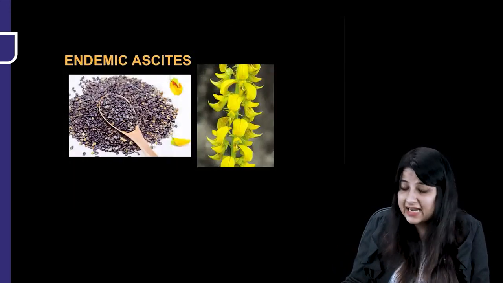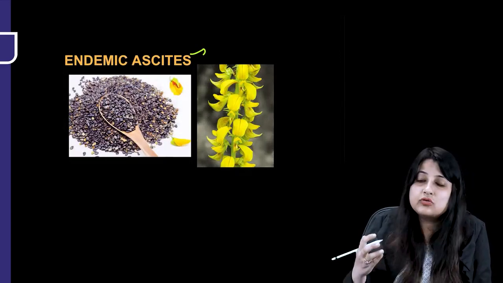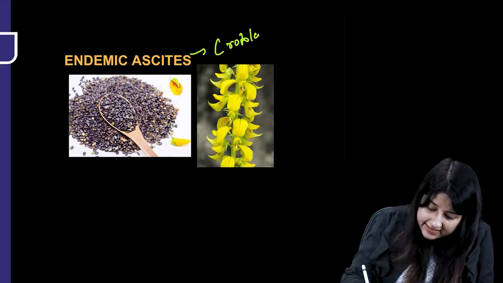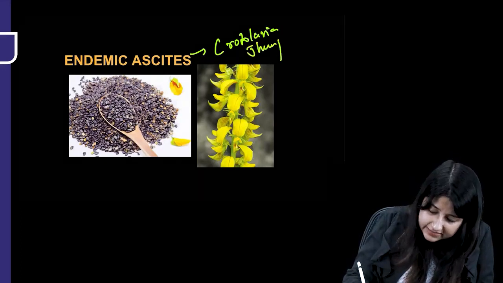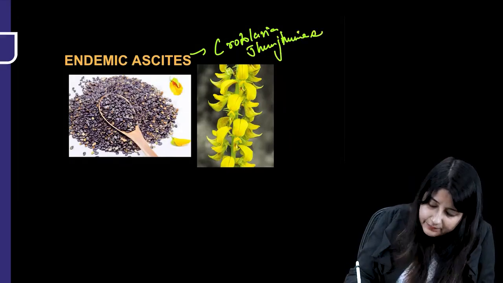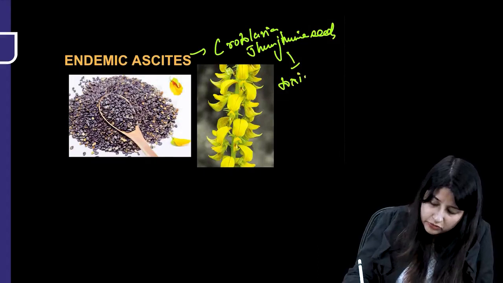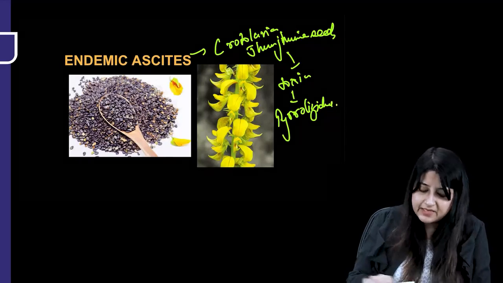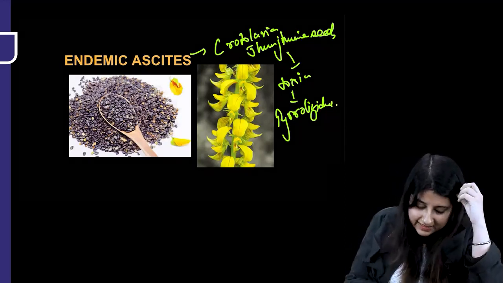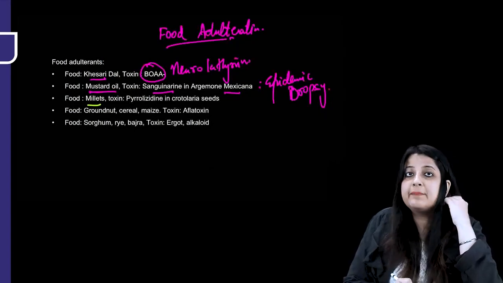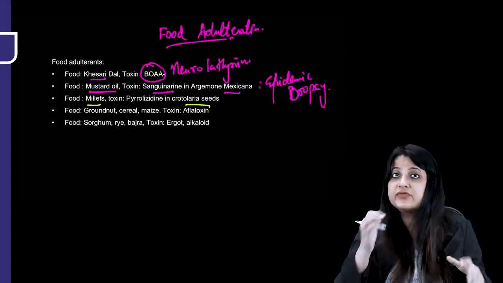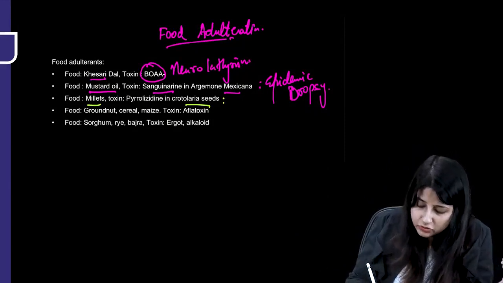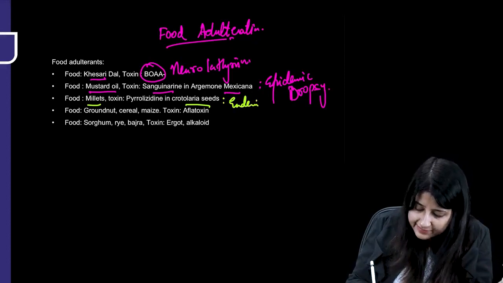Then this one is endemic ascites. This happens due to Crotalaria or Junjunia seeds which contain the toxin. This is what, Crotalaria plants or Junjunia seeds. In this, what is the toxin present? The toxin is pyrrolizidine. But what is it contaminating? So let us come back to this list once again. See, food like millets get infested with Crotalaria seeds from which this toxin pyrrolizidine is derived, and this leads to what? Endemic ascites.